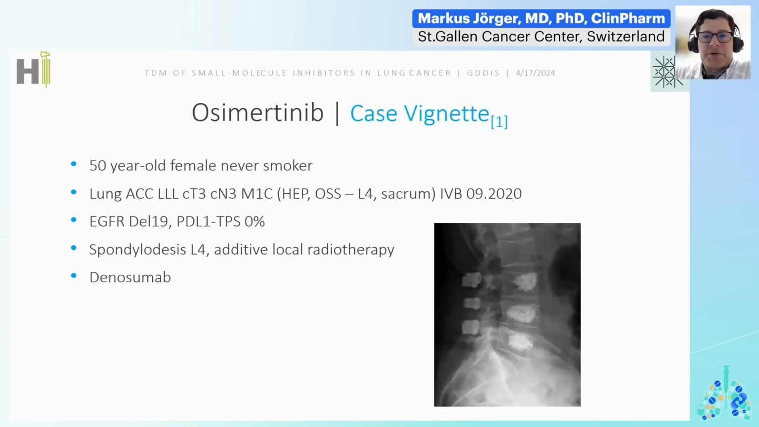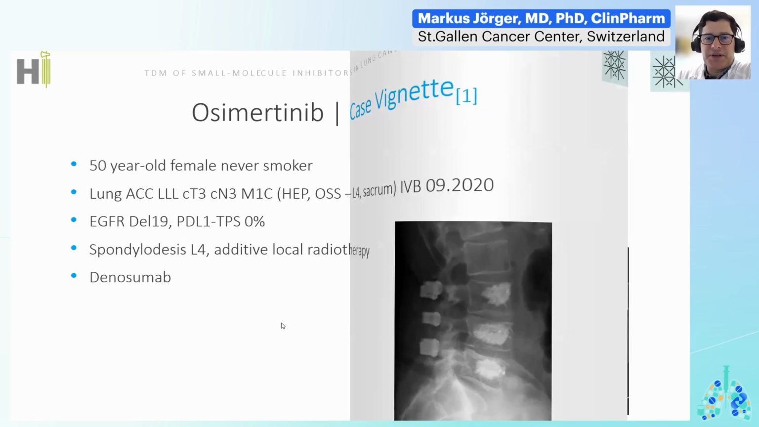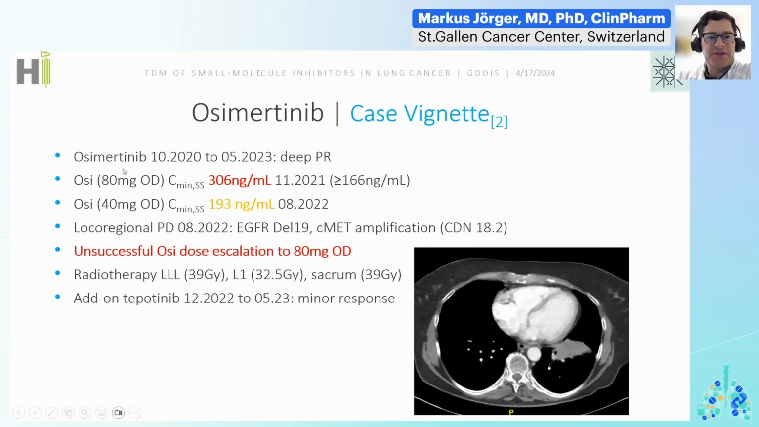female never smoker patient from the Netherlands, which lives here, presented with EGFR deleted lung cancer. She had to have initial surgery for her spine with denosumab. We initiated OSI at the approved dose. She had some skin toxicity, which got a little bit into cumulative problems.